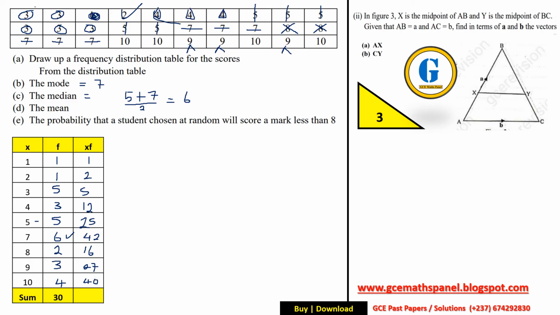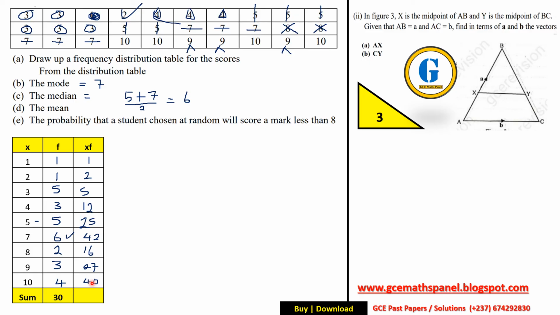So you are working with your calculator, right? You sum all of this because we are working together. So you have 1 plus 2 plus 15 plus 12 plus 25 plus 42 plus 16 plus 27 plus 40. So that gives us 170.